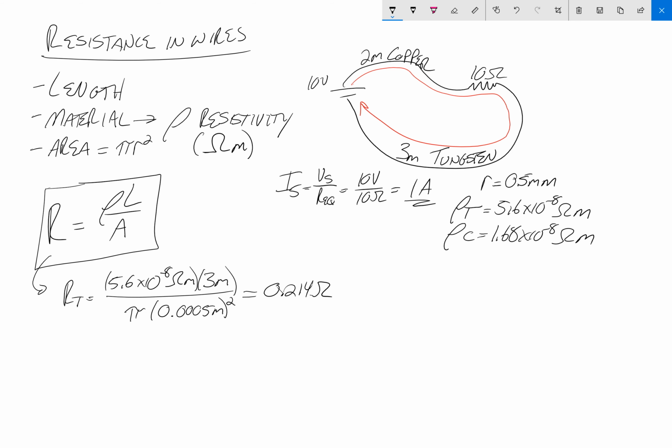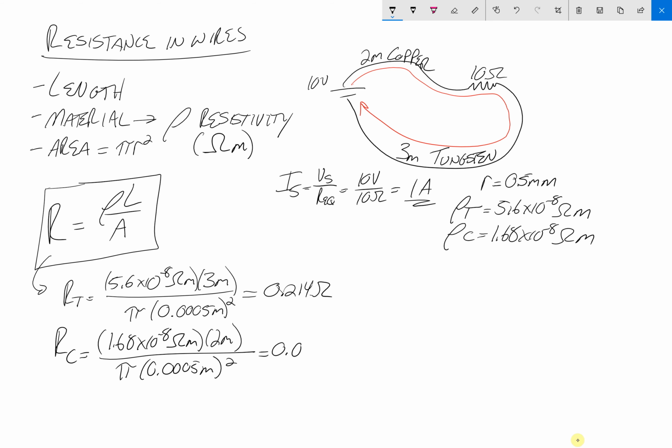I have to do the same thing with copper. So the resistance of the copper wire is its resistivity, which is 1.68 times 10 to the negative 8 ohm meters, times its length, which is 2 meters, over the same cross-sectional area, pi times 0.0005 meters. Don't forget to square because everybody does. And that will give us a resistance of 0.043 ohms.